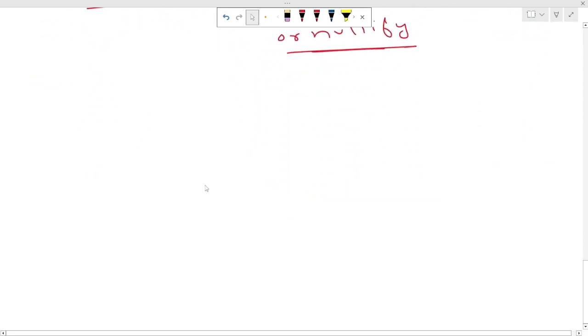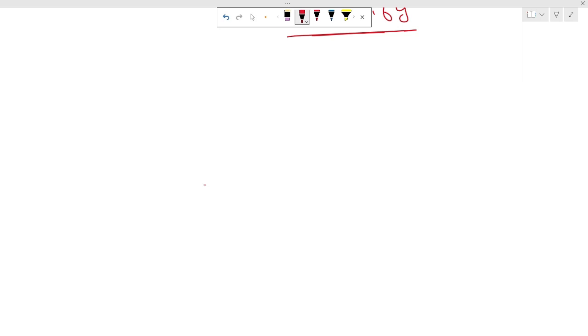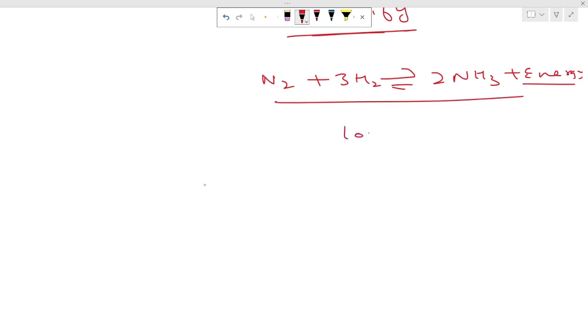Say we take another case, the Haber process: N2 plus 3H2 gives you 2NH3 plus energy. If somebody asks what the favorable state for this reaction is, I will say low temperature, and obviously if you are increasing the concentration of nitrogen, that is a favorable condition.